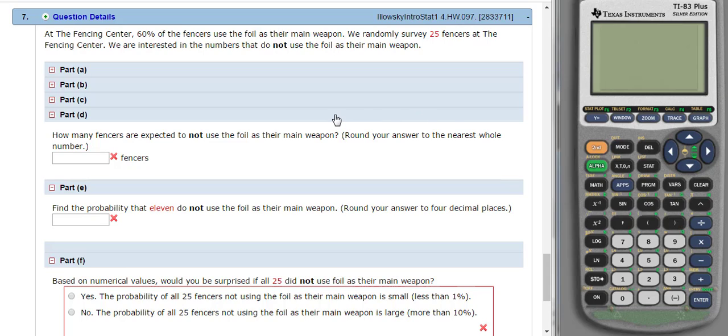This is how to do homework chapter 4, problem number 7 on binomial distributions. So at a fencing center, 60% of the fencers use a foil as their main weapon.